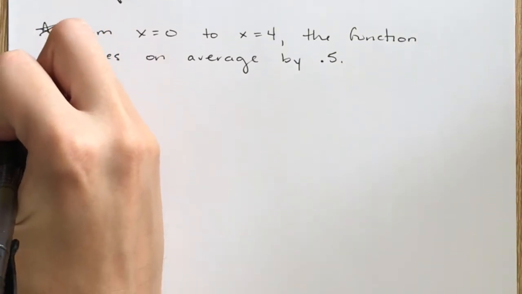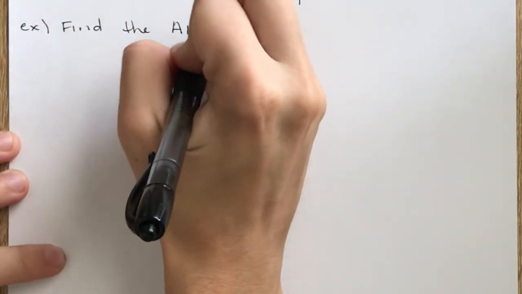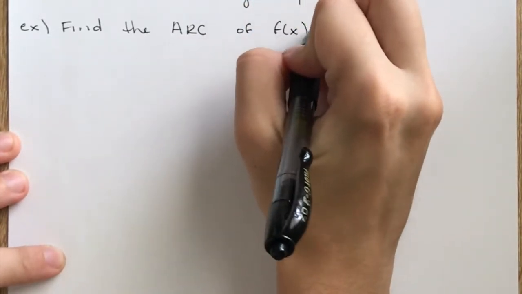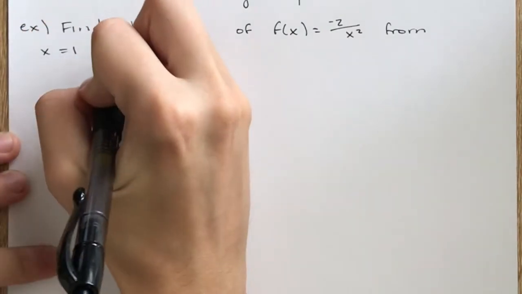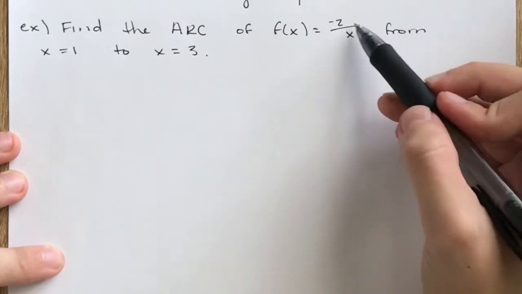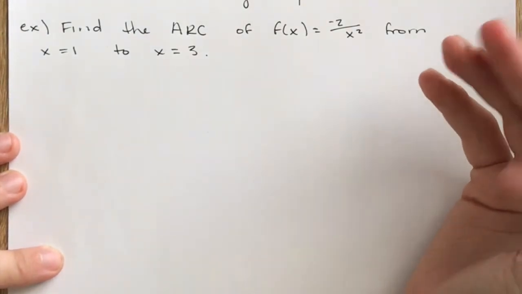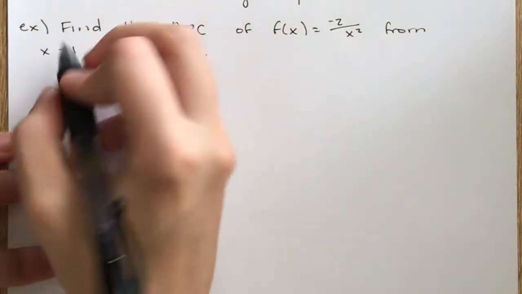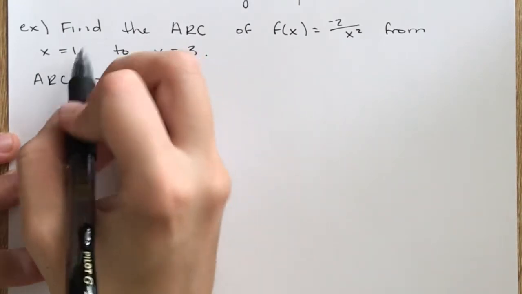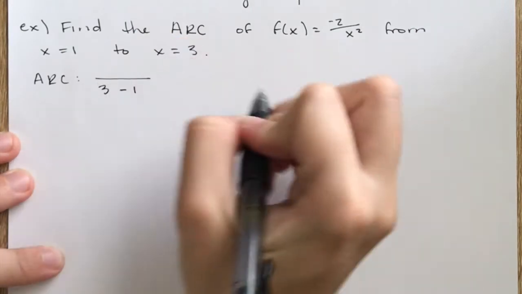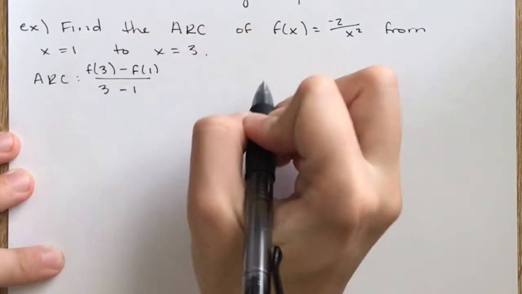So let's say we were given a function, negative 2 over x squared, and we were asked to find the average rate of change. Well, we don't have a graph anymore, so that's different, but not bad. Let's write down our formula really quickly. If we're looking for from x equals 1 to x equals 3, then we have 3 minus 1 underneath, and we want the change in y values, so f of 3 minus f of 1.